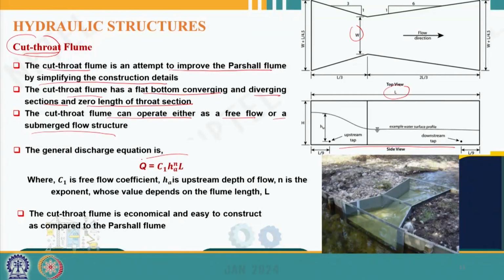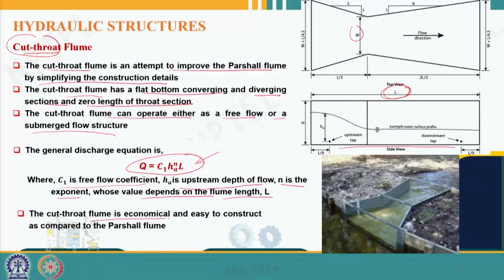So, the general discharge equation is given in this form: Q equals C1 H to the power N times L, where C1 is a free flow coefficient, H is the upstream depth of flow, which is measured here, and N is the exponent whose value depends on the flume length. So, the flume length we have already seen. Most dimensions are expressed in terms of W and L. So, if W and L are decided, then all other dimensions can be found out, and then we can measure H in the upstream section and use it in this equation.